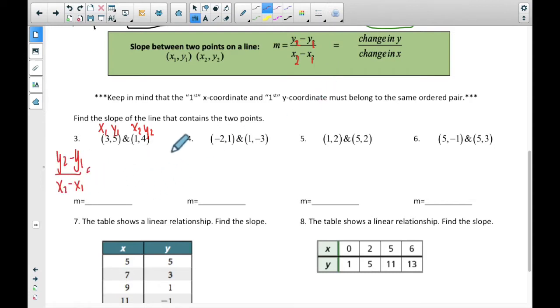Okay, I'm going to take y sub 2, that's 4, minus 5, because that's y sub 1. X sub 2 is 1 minus 3. And so when I do my subtraction, this comes out to be -1 over -2. When you have a negative over a negative, it becomes a positive. And so this is 1/2. So the slope on this one is 1/2.